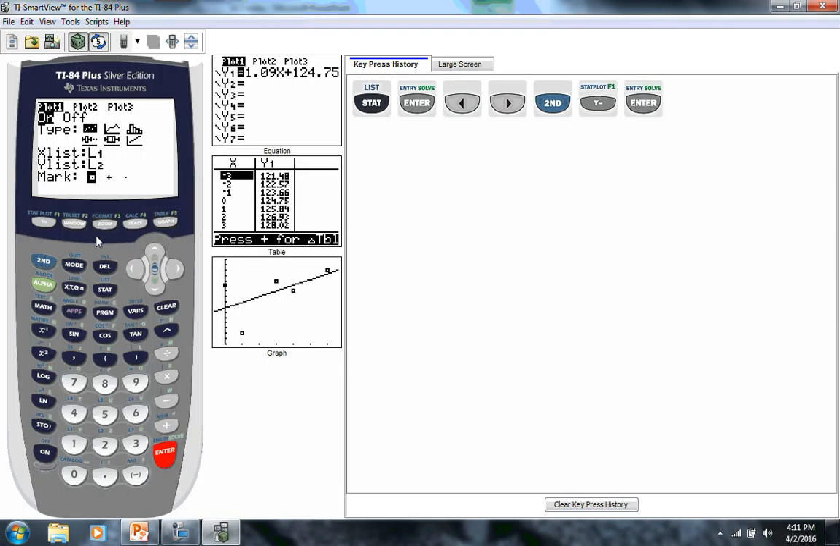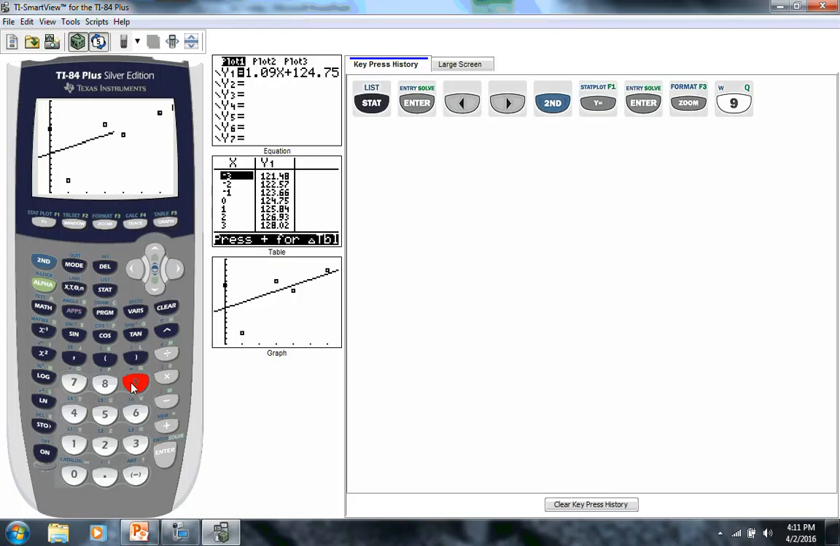Now the first time you graph, you want to do zoom, and then option number 9, that's for your scatter plot. Now you won't see the line that's going across there. I've already put in my linear regression line. You'll just see your 5 points there. 1, 2, 3, 4, and 5.